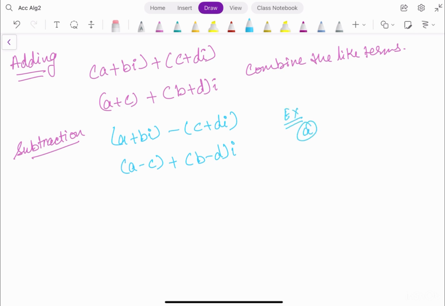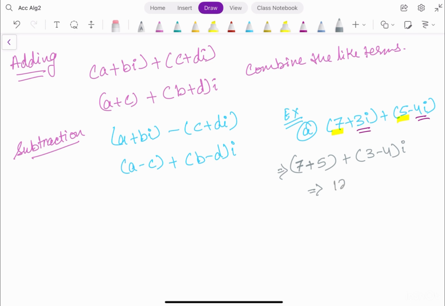Let's take some examples. So we have these two complex numbers and they want us to add. We can add 7 and 5 and then 3i and negative 4i. And I can put i outside the bracket. That will give you 12 minus i. And that is your final answer. That's it. Just like combining the like terms.